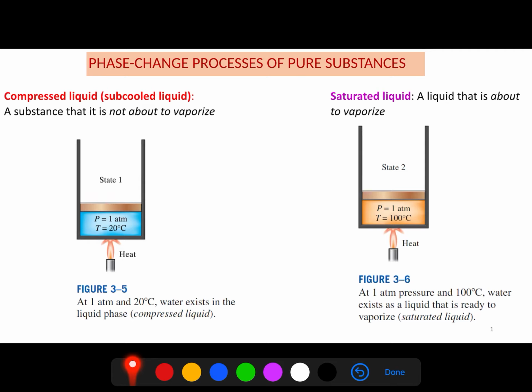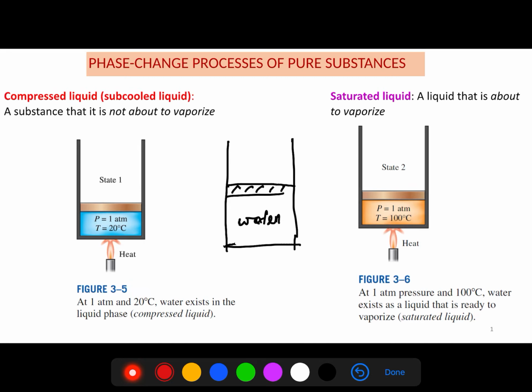We know that in reality water vaporizes at 100 degrees centigrade temperature and 1 atmosphere pressure. This temperature is 20 degrees centigrade, so it is not about to vaporize, and we can say this is compressed liquid. So what will happen if we increase the temperature? Let's say this is the cylinder, and we have the piston here like this, and this is water.